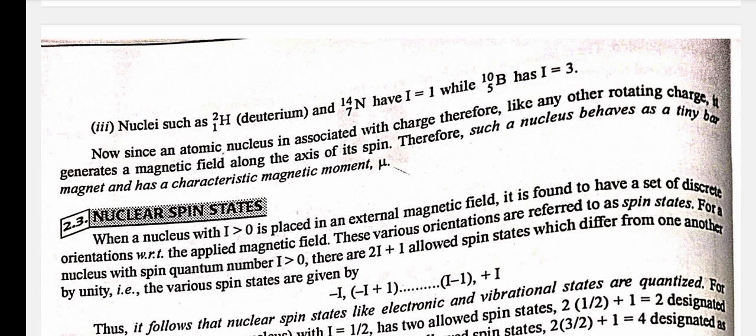Now, since an atomic nucleus is associated with charge, therefore like any other rotating charge, it generates a magnetic field along the axis of its spin. Therefore, such a nucleus behaves as a tiny bar magnet and has a characteristic magnetic moment.